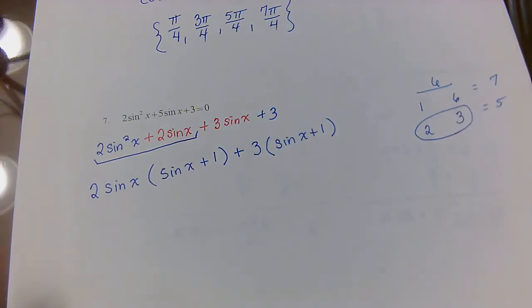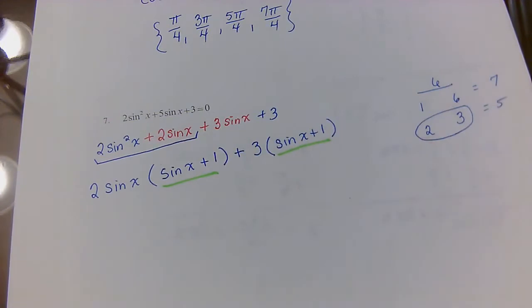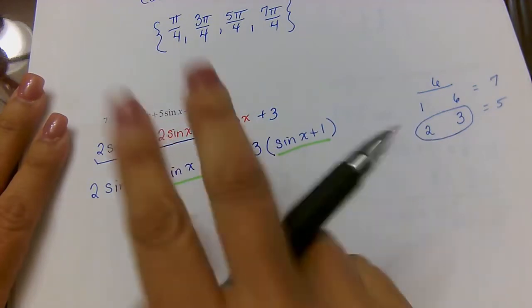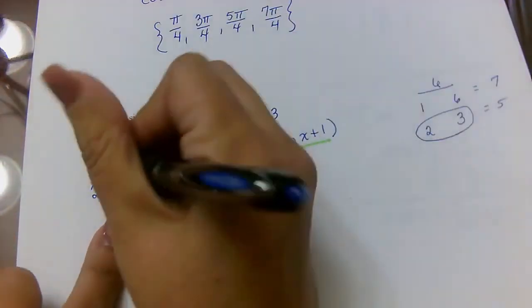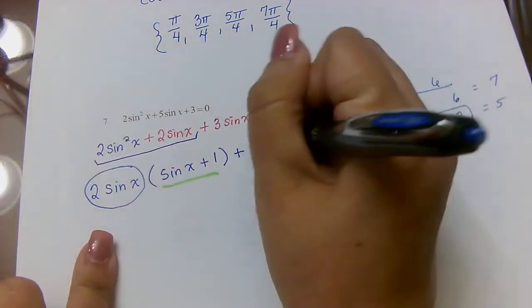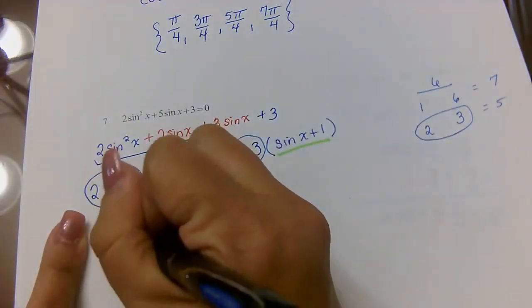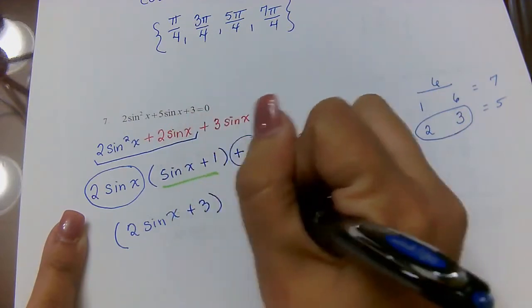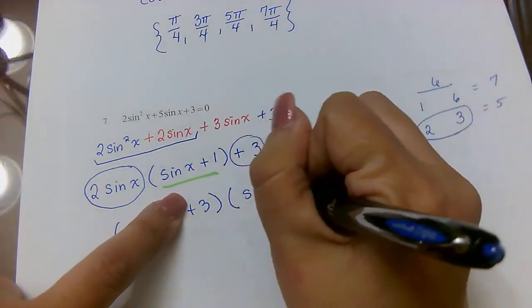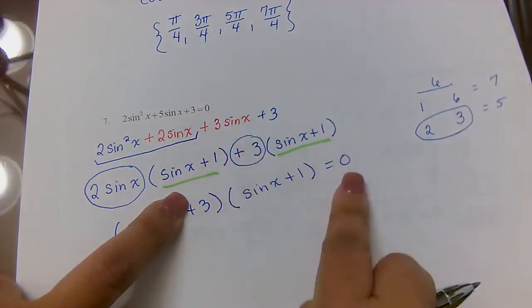The most important thing here is you want to make sure that everything in your parentheses actually match. If they don't match, you made a mistake, so you want to go back a step and maybe try flipping these 2 numbers the other way. Okay, once these 2 match, what you're going to do is take whatever you have outside of the parentheses and combine it into a parentheses. So I can have 2 sine x plus 3 times sine x plus 1, and all of that is equal to 0.